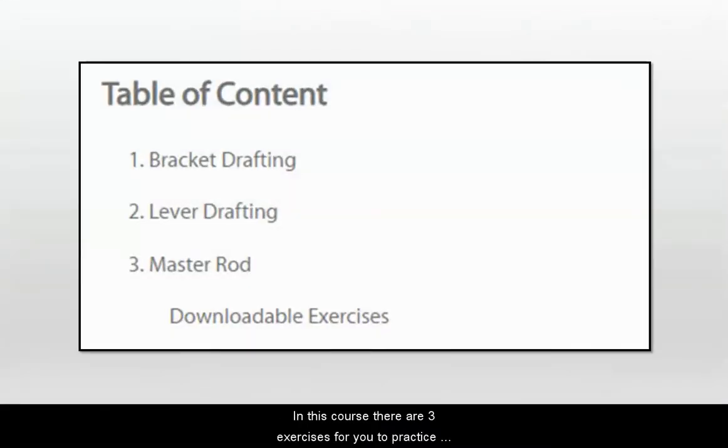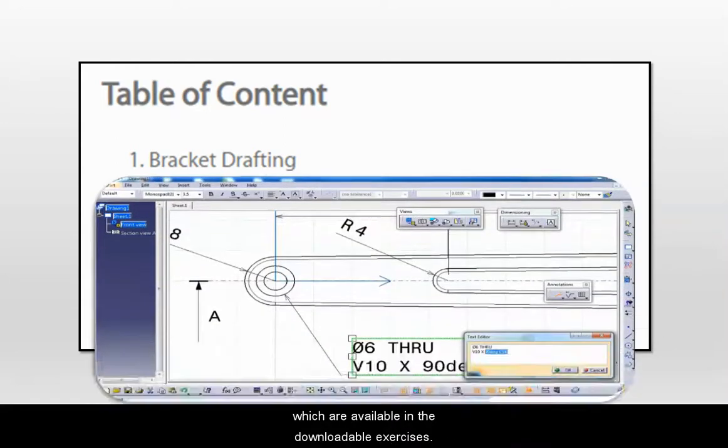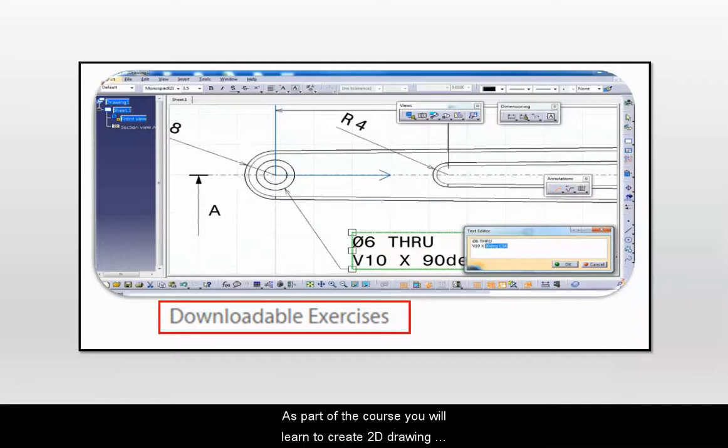Associated with each chapter, there will be exercises. In this course, there are 3 exercises for you to practice, which are available in the downloadable exercises. As part of the course, you will learn to create 2D drawing views for components like bracket, lever, and master rod and generate the dimensions and annotations. You can download these exercises and practice repeatedly so that you will be able to get some hands-on experience in CATIA V5 drafting and to reinforce what you have learned in this course.